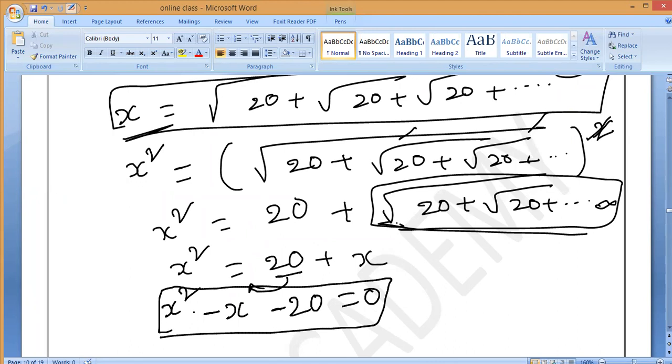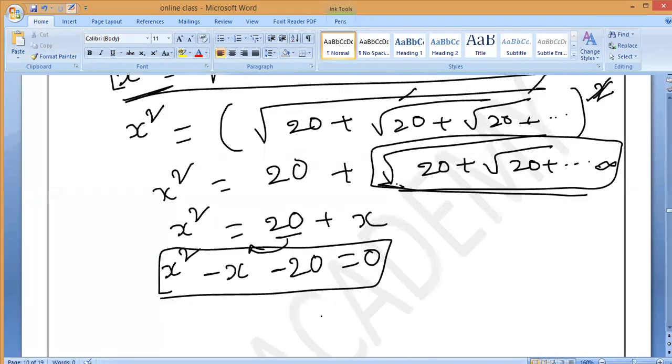Find the zeros by splitting the middle term. Find the factors of 20. You must do it to get minus 1.